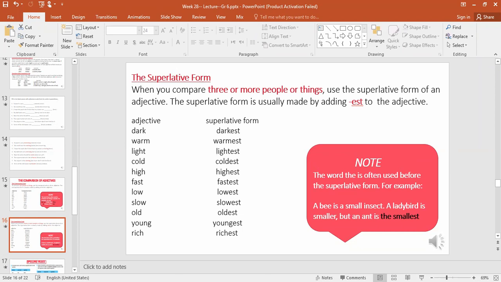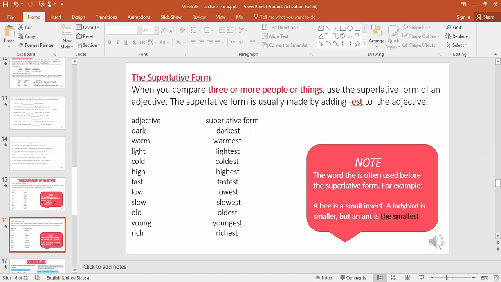Okay? Now, the comparative form is used to compare two people or two things or two places. The superlative form is used to compare three or more people or things or places. We use the superlative form to compare three or more people, places, or things. And the superlative form is usually used by adding est to the adjective.